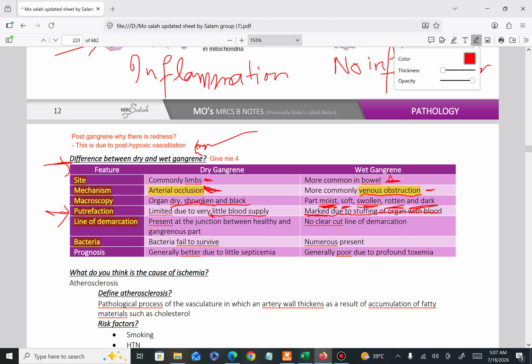Then the line of demarcation: it is present at the junction between the healthy and gangrenous part in dry gangrene, while there is no clear line of demarcation in wet gangrene.